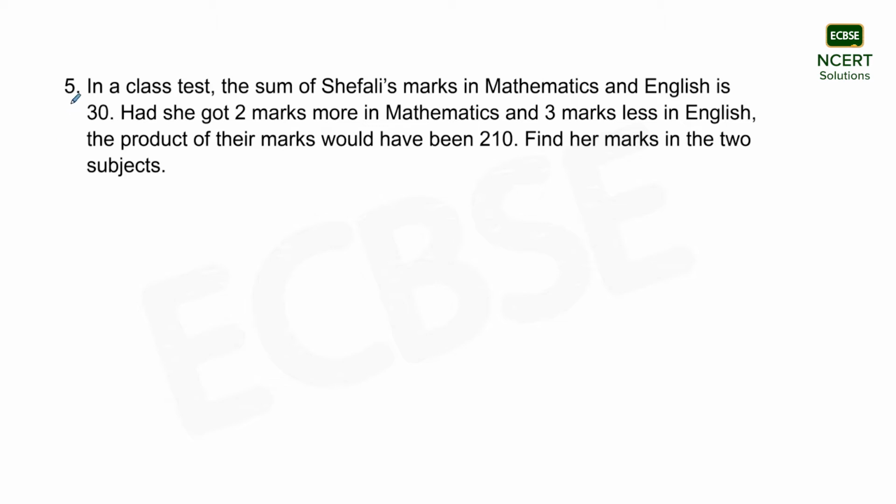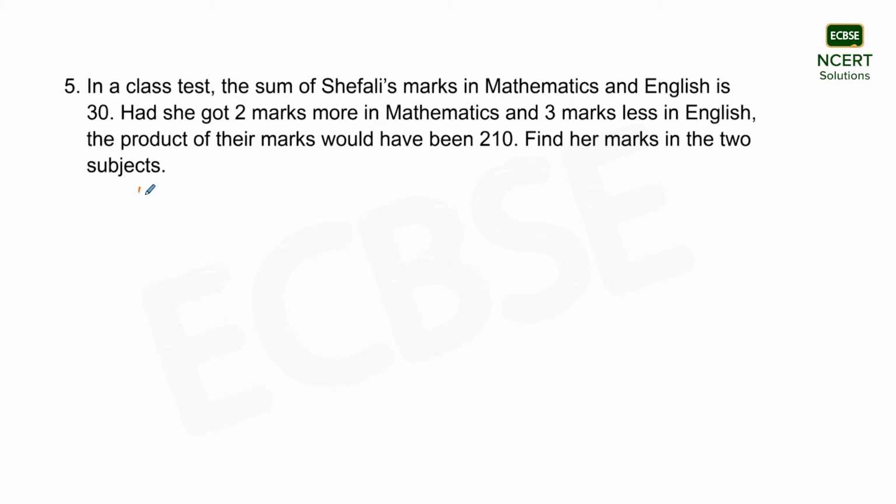Hello students, so here we are with the question 5 of exercise 4.3 of the chapter Quadratic Equations. The question is: in a class test, the sum of Shefali's marks in mathematics and English is 30. Had she got 2 marks more in mathematics and 3 marks less in English, the product of their marks would have been 210. Find her marks in the 2 subjects.